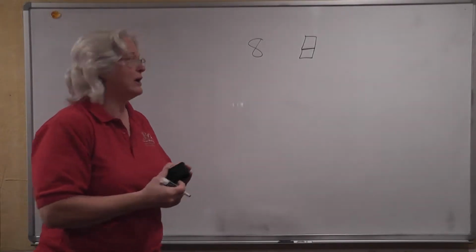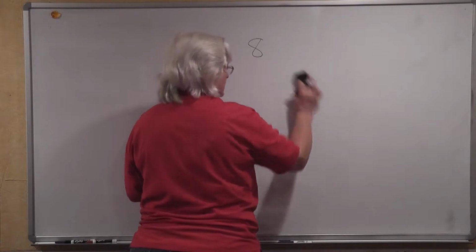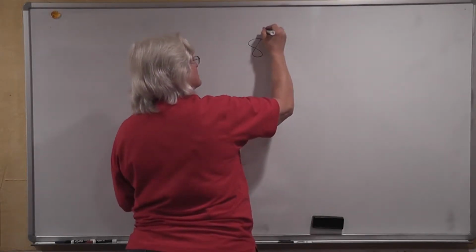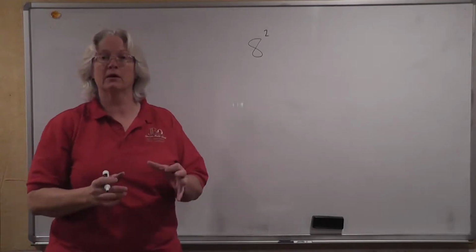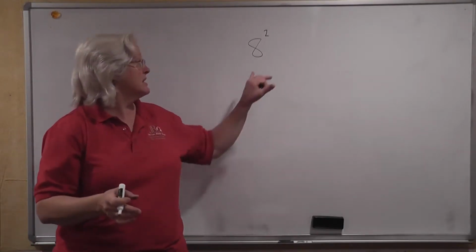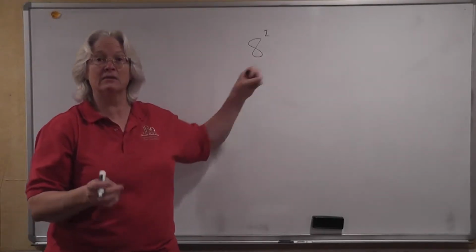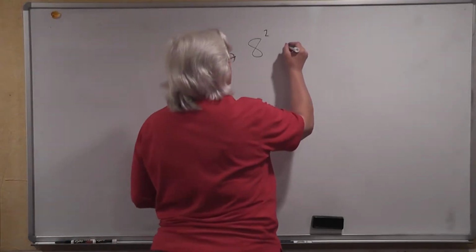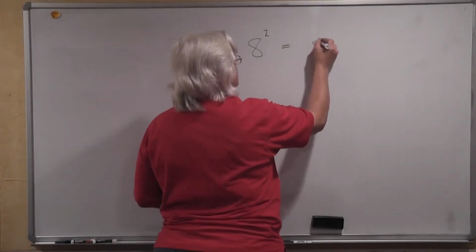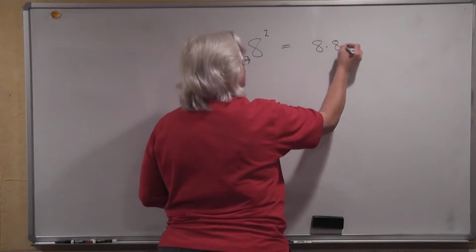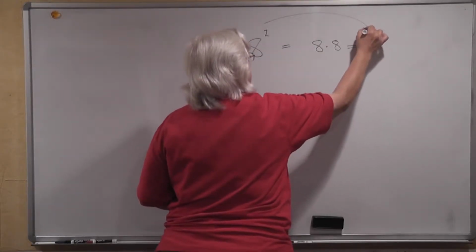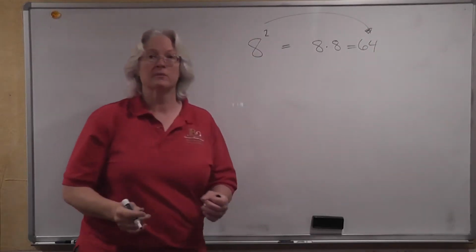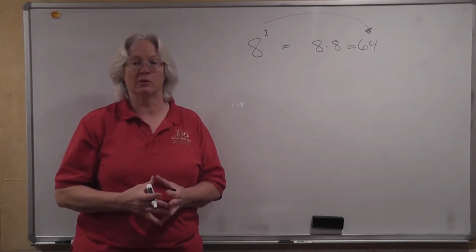But squaring a number looks like this. This says 8 squared. It has that exponent up there. And what that means is it says use this 8 as a factor 2 times. So 8 squared is equal to 8 times 8, which is equal to 64. 8 squared is equal to 64.